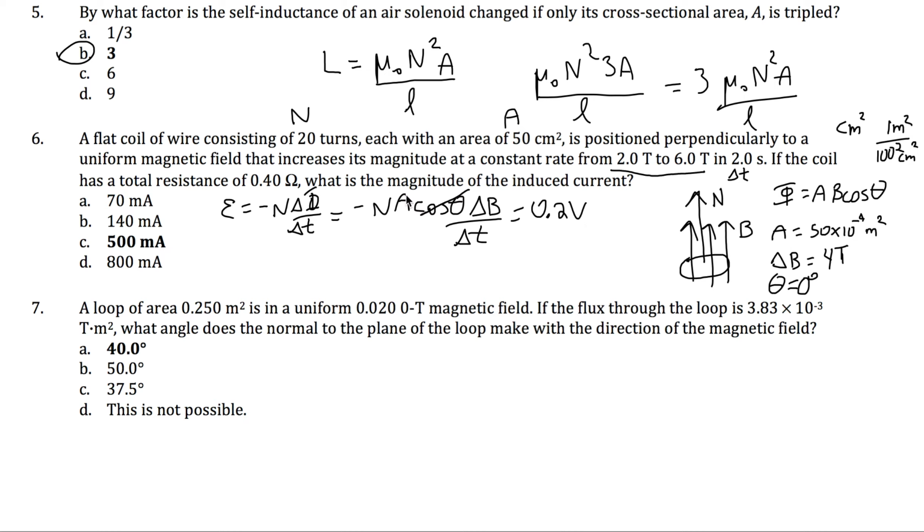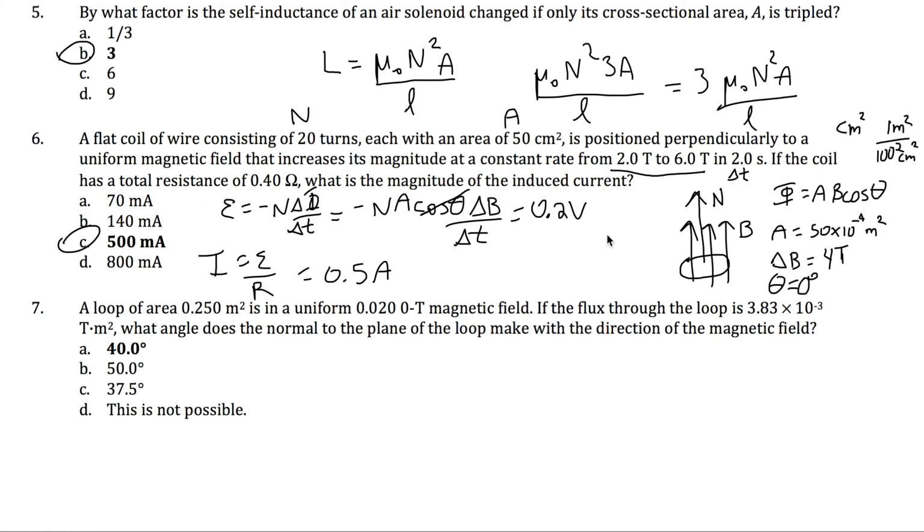And now we can find the current because we have the resistance. So the current is the induced EMF over R, this is Ohm's law, 0.2 divided by 0.4, and you're going to get 0.5 amps, which is equal to 500 milliamps. Let's do one more.